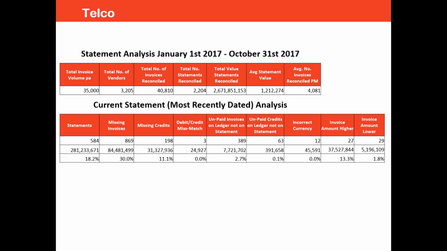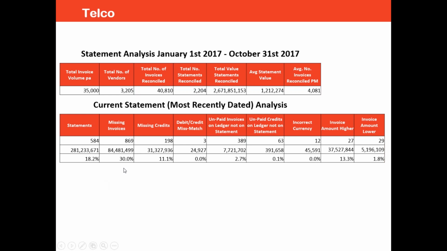So this is a telco. Now the invoice volumes are quite low. So I've got 35,000 invoices per year across 3,000 suppliers, and they're reconciling about 200 statements a month. But if you look at the total value of the statements, it's 2.6 billion. Which is quite high, but they're a telco, so they'll be processing some very big statements from their bandwidth providers. The average statement value is 1.2 million.